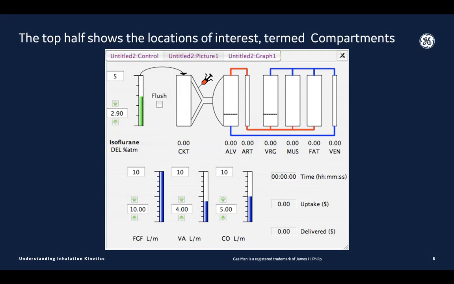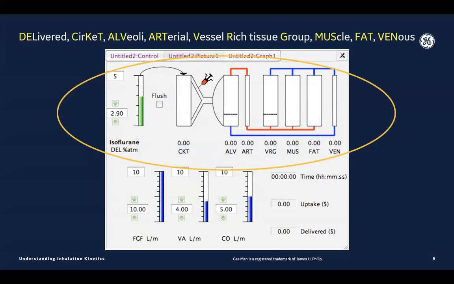The top half shows the locations of interest, termed compartments. We have delivered, breathing circuit, the alveoli, arterial blood, vessel-rich tissue group, muscle, fat, and venous blood. They're all across the top panel.